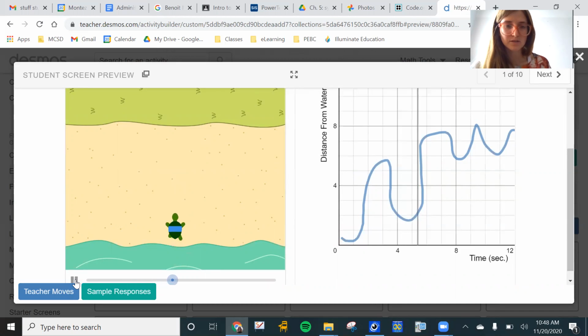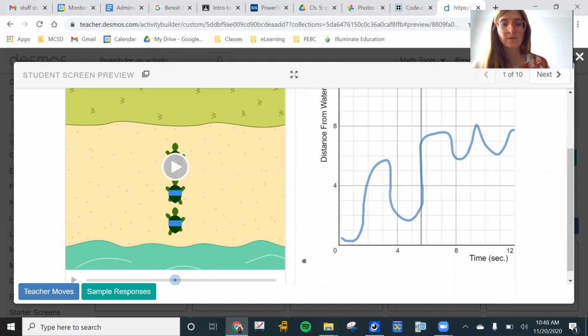Let's try and pause it where those two turtles show up. Three turtles actually. This gray line shows us where we're traveling along the x-axis. At this point, a little over 5.5 seconds, there are several different places where this graph is, and that's why multiple turtles show up.